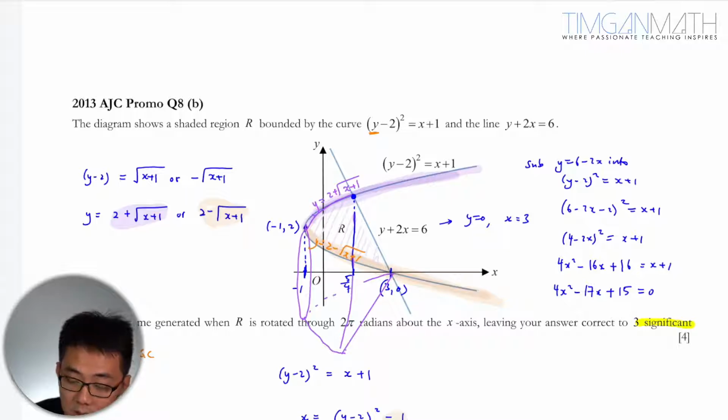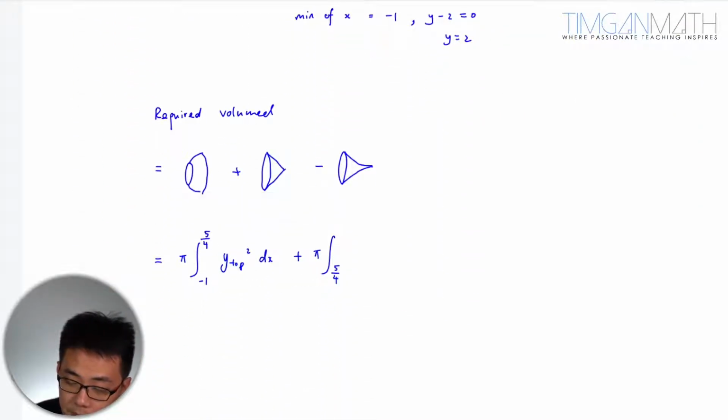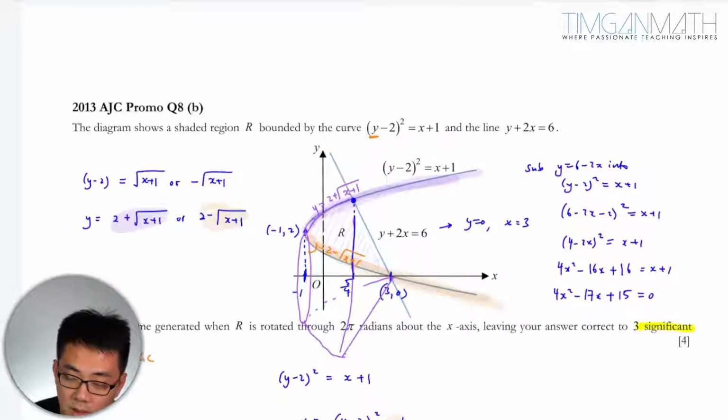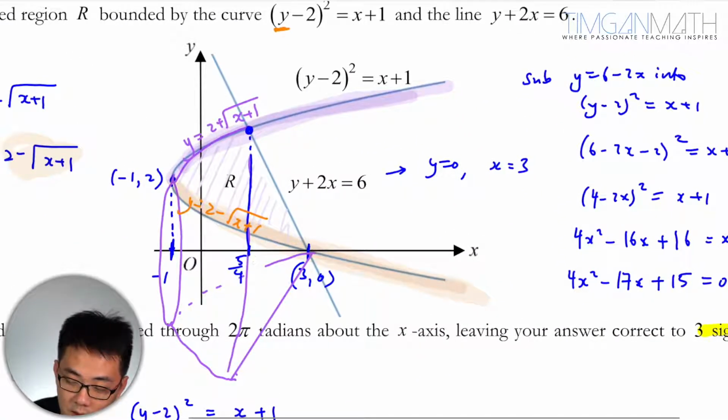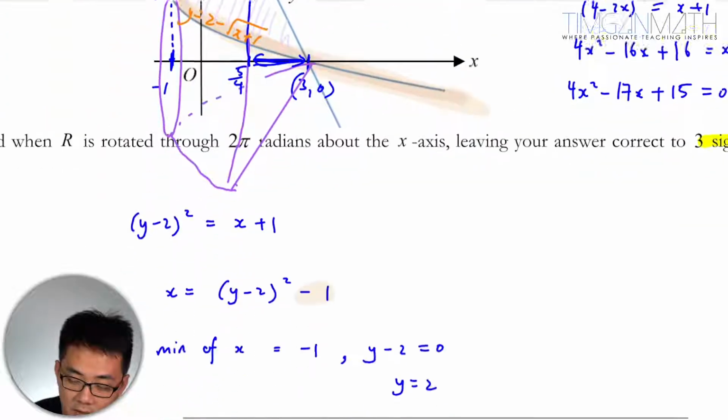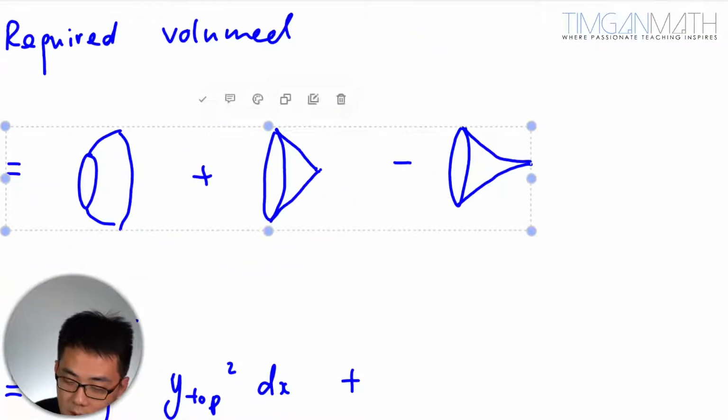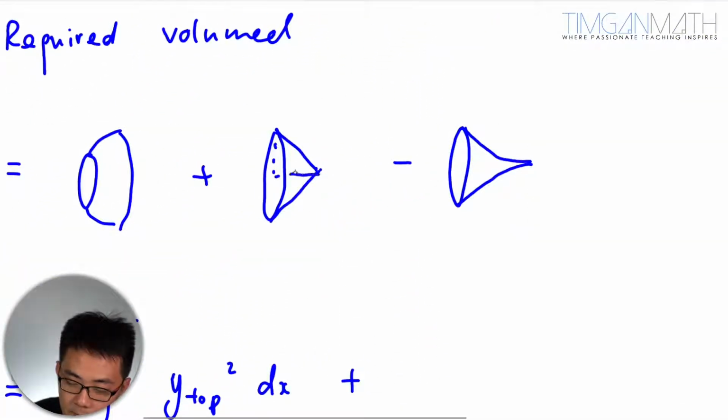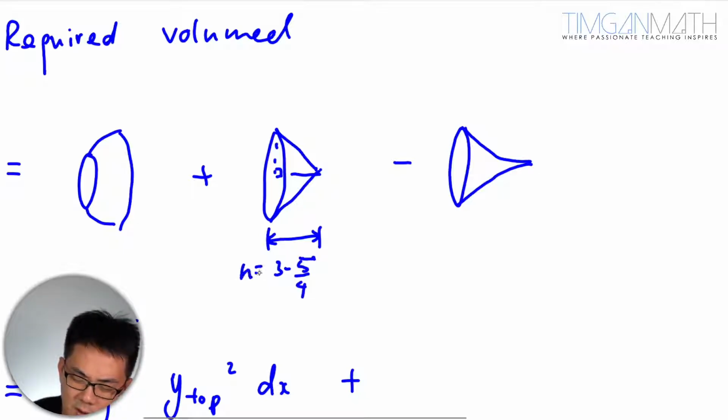Oh, this is the cone. So you can use the cone formula. I prefer to use the cone formula. So here, the height is 3 minus 5 over 4. This height here is 3 minus 5 over 4. Key in calculator, 3 minus 5 over 4, that would be 7 over 4.